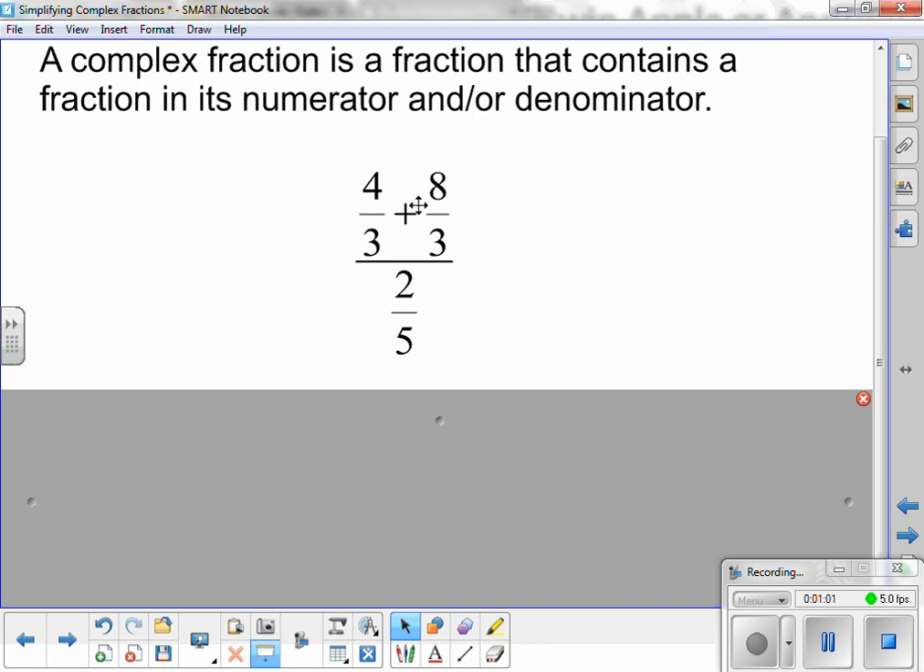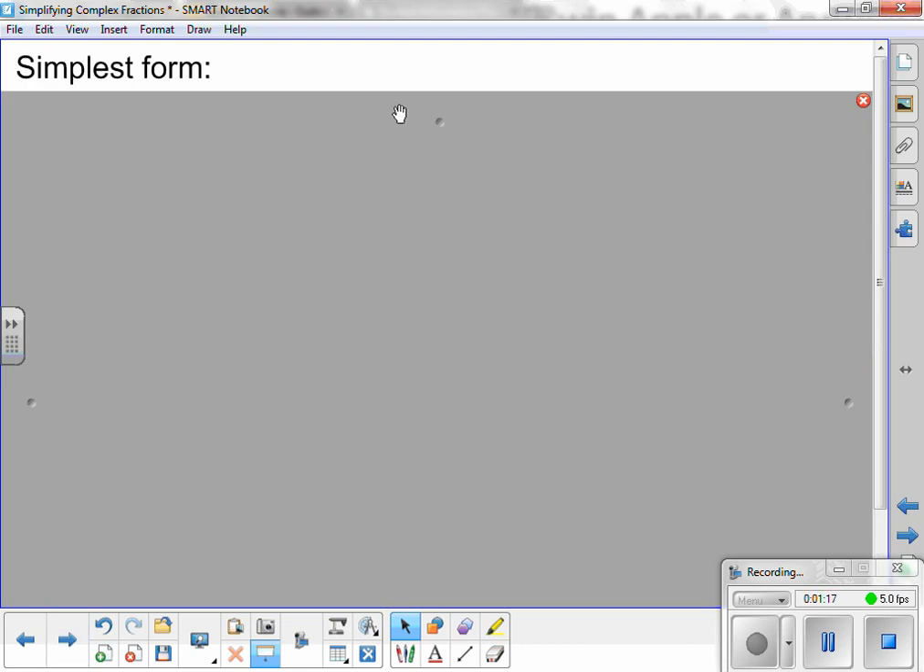But sometimes not only do you have a fraction in your numerator, but you also will have one in your denominator. So that's pretty complex. I mean, most students kind of freak out when they see just 2/5. So now we decided to make it even better. Simplest form. So that was a complex fraction.